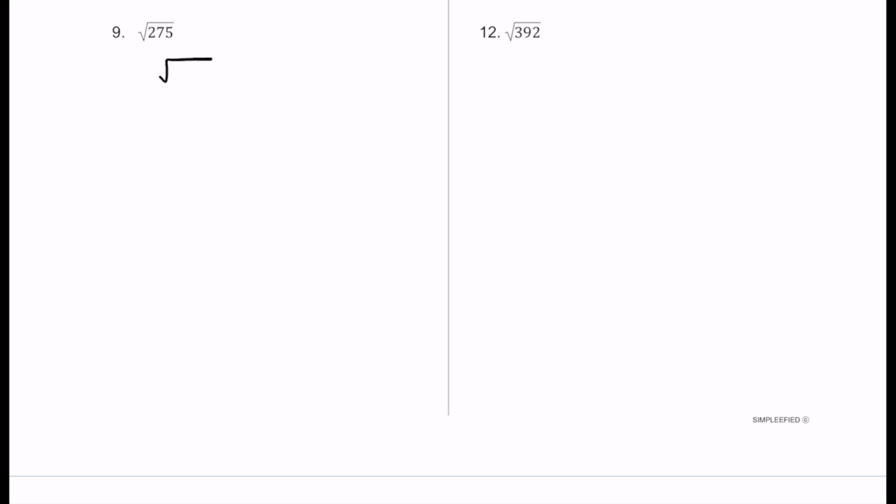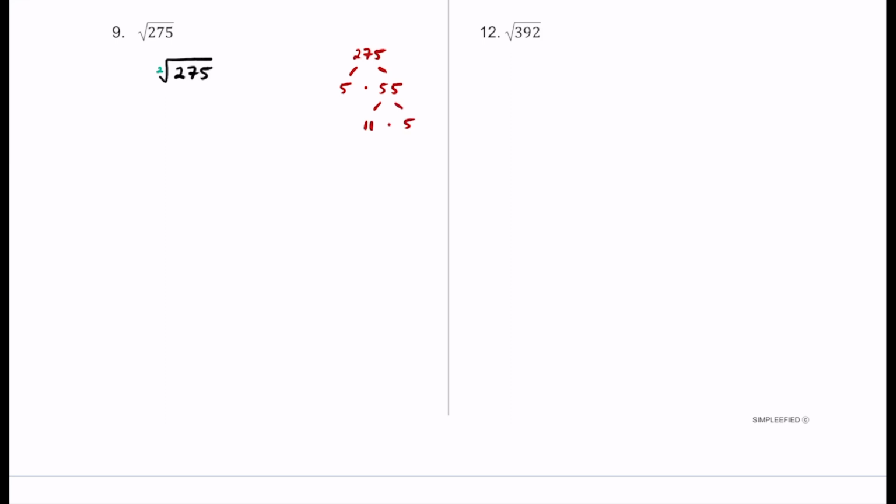So let's go, 275. Let's take the square root of it. Okay, so let's say we have 275 and we've got to break it down. I know we can divide this by 5 because it ends in 5. So 275 divided by 5 is equal to 55. Now 55 can break into 5 times 11.